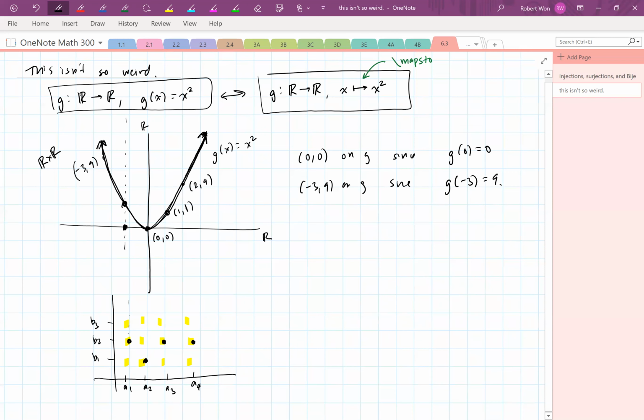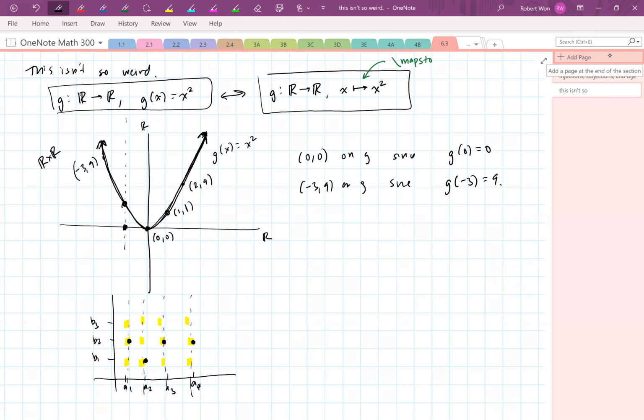And this function also passes the vertical line test where we can only draw 4 possible vertical lines here. This graph intersects every vertical line once and only once. That means it's a function from the domain to the codomain. It's just in this case, the domain has 4 points in it and the codomain has 3 points in it. Okay.